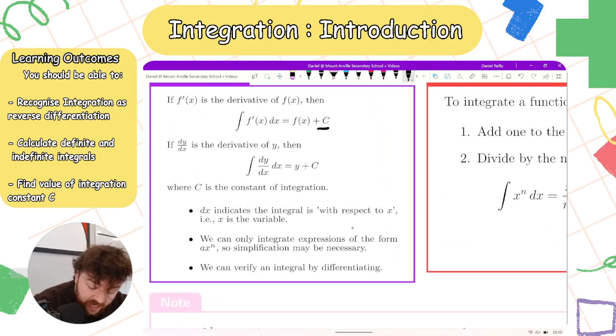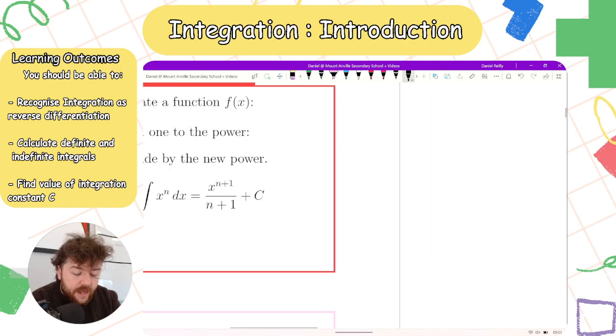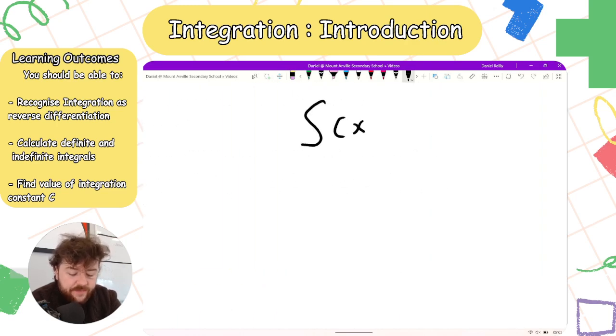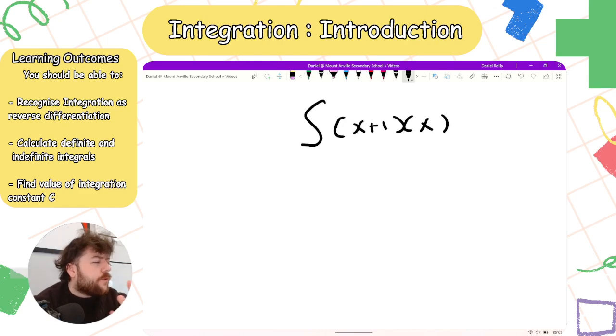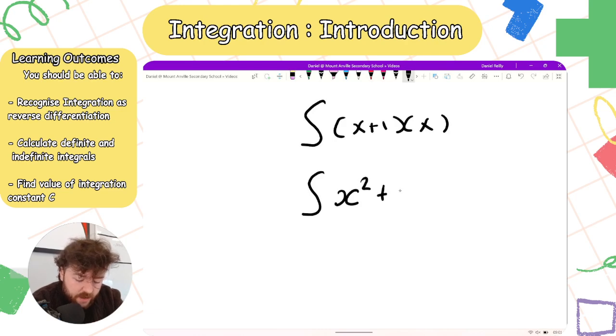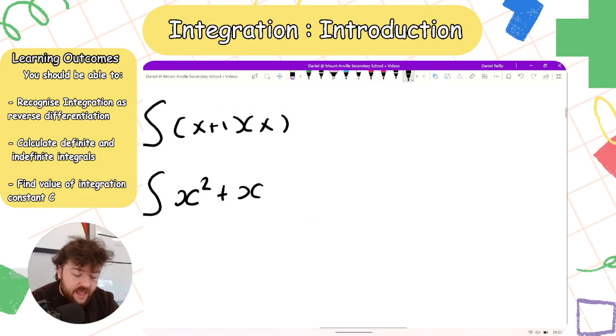We can only integrate expressions of the form a times x to the n. What that means is we can only integrate polynomials that are multiplied out. So I can't integrate something like x plus 1 times x like that, because in Leaving Cert integration, there's no product rule or quotient rule. What I have to do is multiply this out. So that'd be x squared plus x, and then I can integrate this.